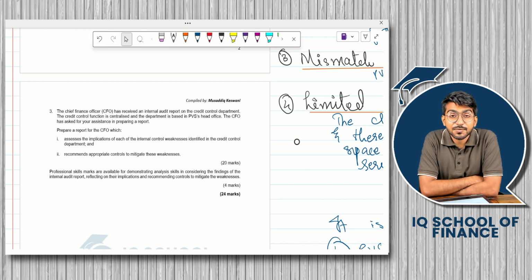In last class, we discussed and verbally solved question number 2 part B, which was of around 18 marks, right? So now let's move forward towards question number 3.